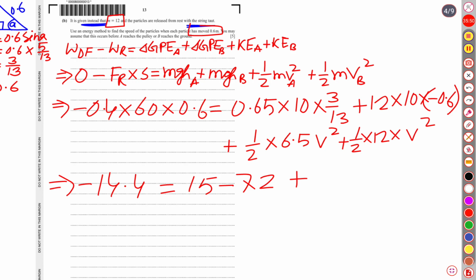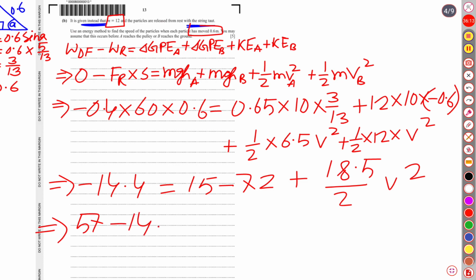So half of 18.5, 18.5 over 2, then v square. Well, if we calculate this, 15 from 72, if we subtract 15, it is 57. So 57 is negative, it is going to be positive. So let us write 57 minus 14.4 is equal to 9.25, isn't it? 9.25 v square.